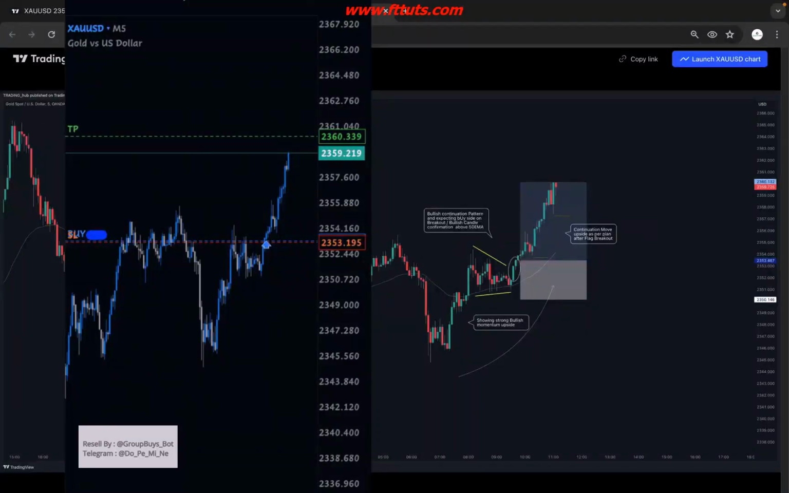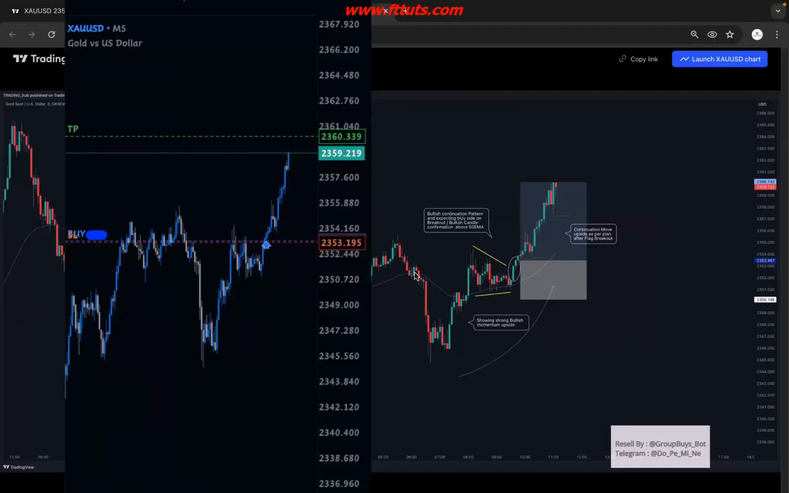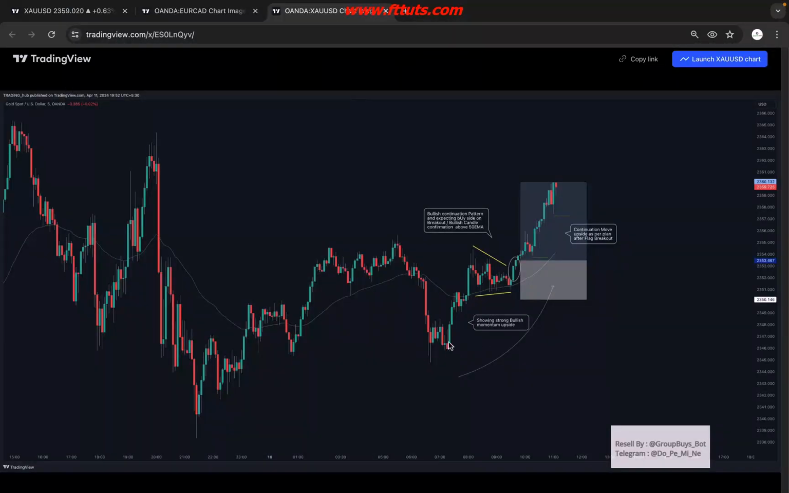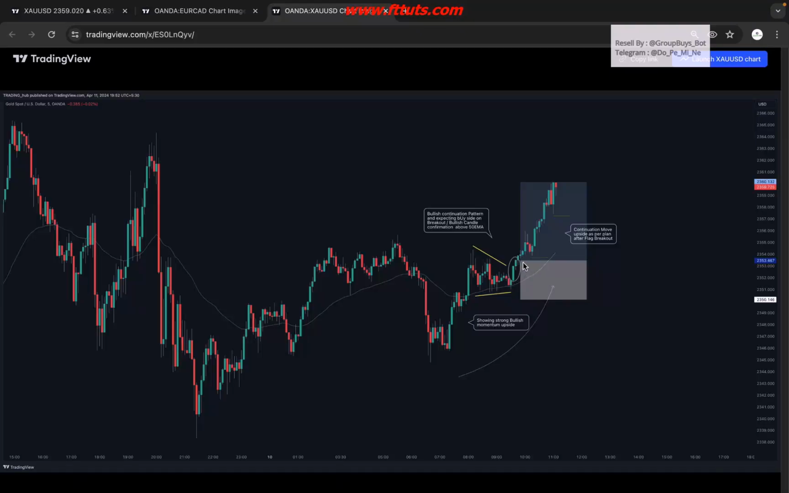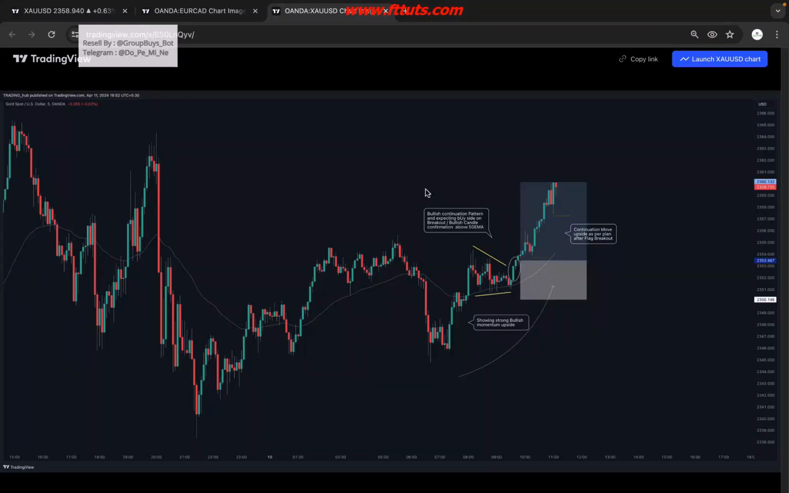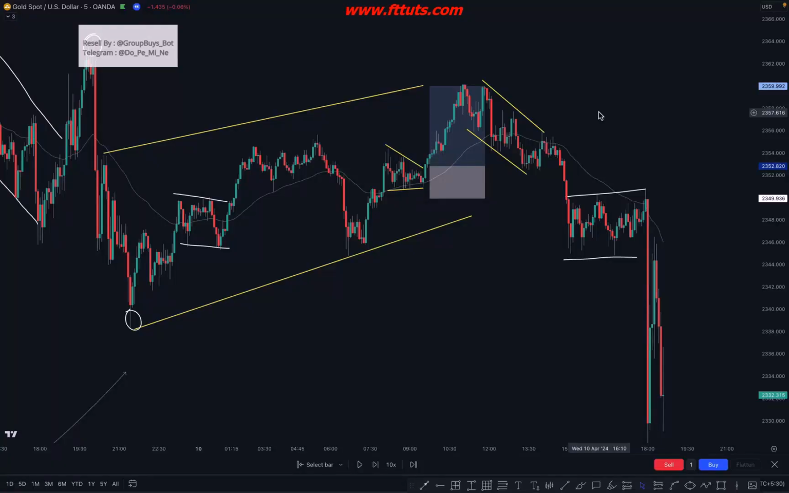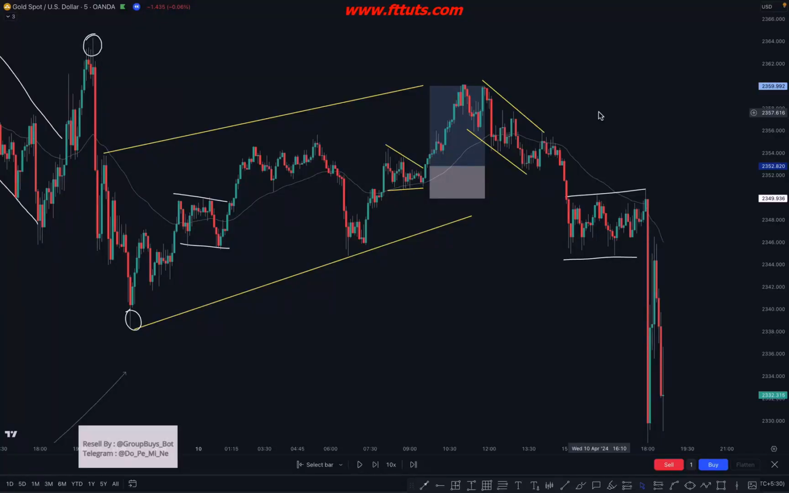This is our chart here in gold. You can see on the 5-minute time frame everything looks bullish here. And I took this setup for the buy, with the entry, stop loss, everything, right? So I hope you understand how things actually work when market momentum is bullish or bearish, and how you can trade.